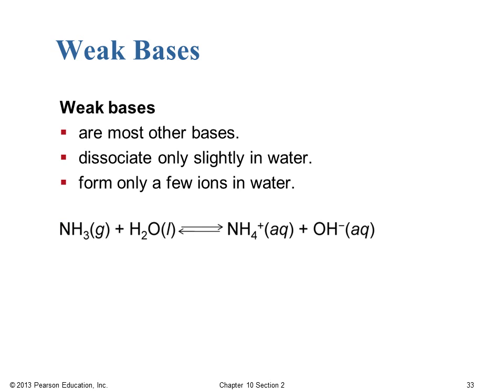Most bases are weak bases, and so they only slightly dissociate in water and form few ions. And so the example they use here is ammonia. Ammonia is a weak base, and when it reacts with water, it makes the NH4 plus, or ammonium, and the hydroxide ion. And since it's a weak base, you use the double arrow to show an equilibrium.